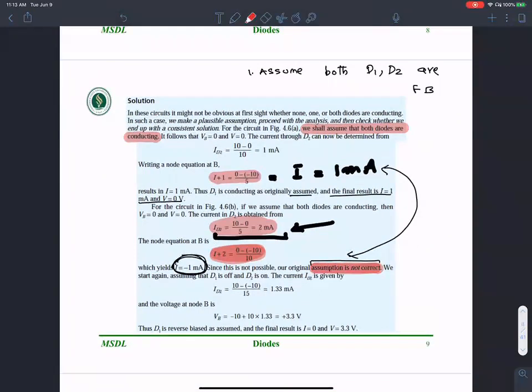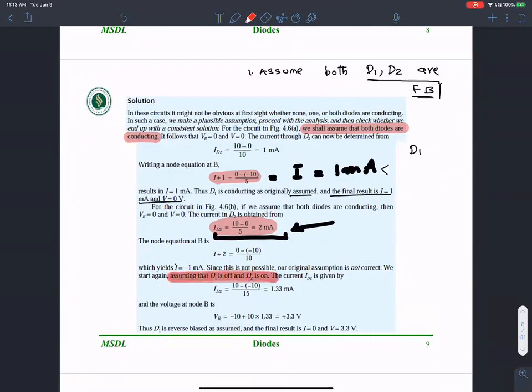So we start again with a new assumption. We started with D1 on and D2 on, both of these forward biased, so we get an inconsistent result directly as a consequence of that assumption. So now we are going to modify my assumption. I assume that D1 is off and D2 is on.